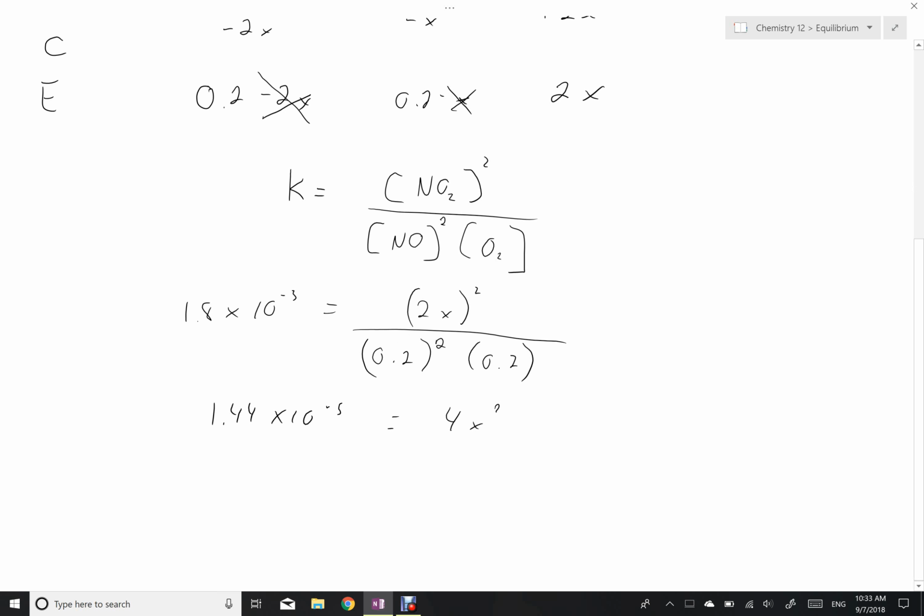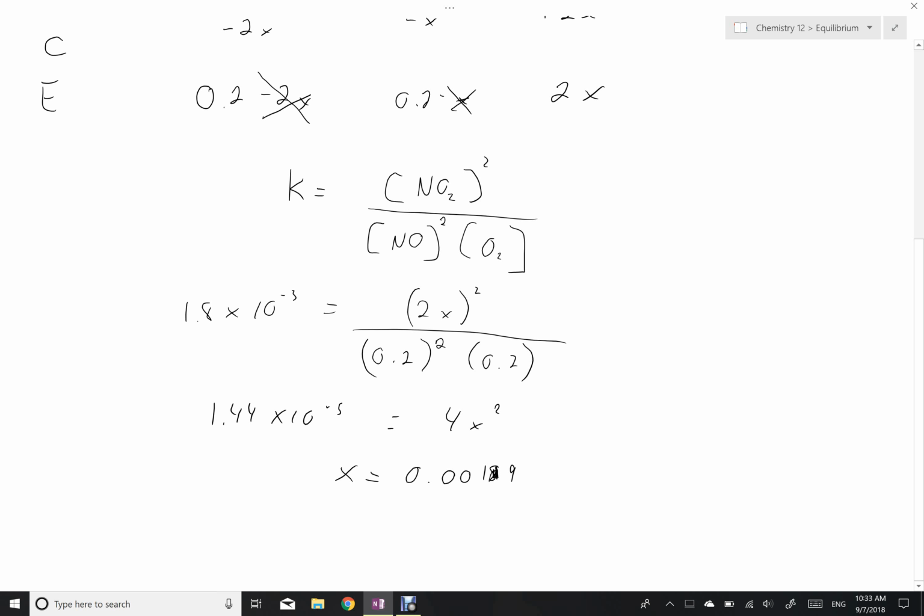4x squared. So I can just jump here. X is going to be 0.0018. Actually 19.